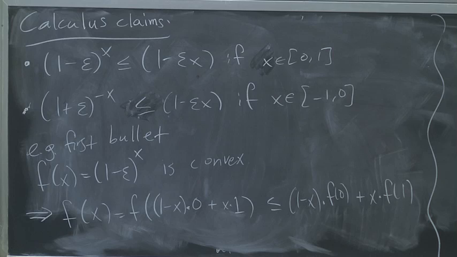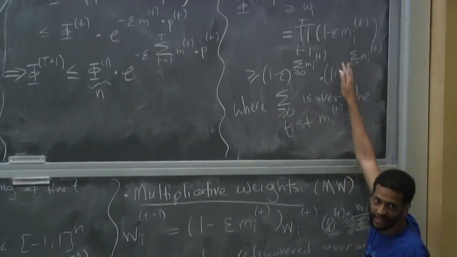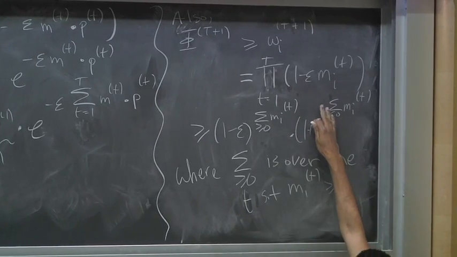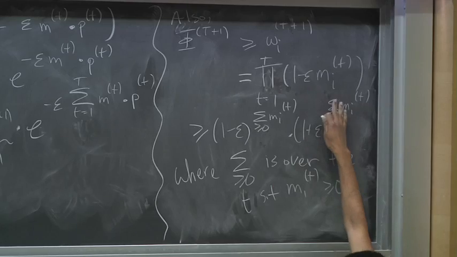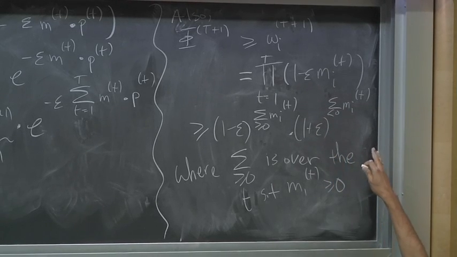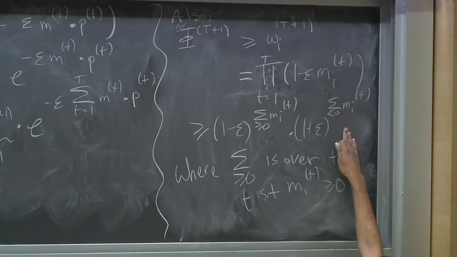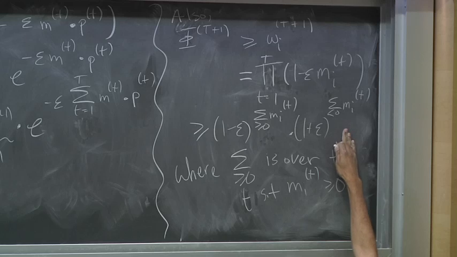And here I'm just applying that to, right? So this is my x. This is my 1 minus epsilon x. Okay. And then I separate it into cases. Either this thing I'm adding is positive or negative depending on the sign of m_i of t. So this is the case when m_i of t is non-negative, and this is the case when m_i of t is negative.